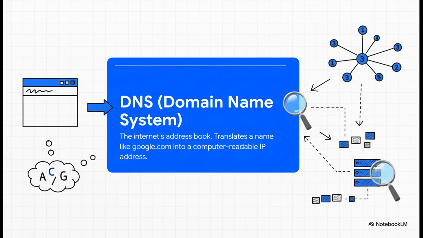See, you type in a website name like google.com, but computers, they don't speak in names. They speak in numbers, these things called IP addresses. So DNS is basically the universal translator. It's the internet's giant address book that looks up the name you gave it and finds the exact numerical address your request needs to travel to.